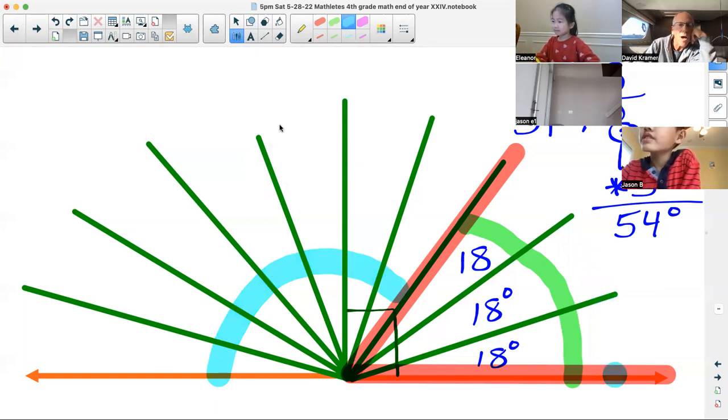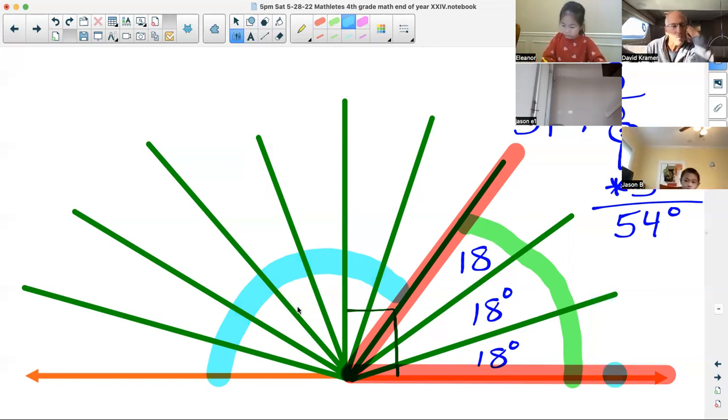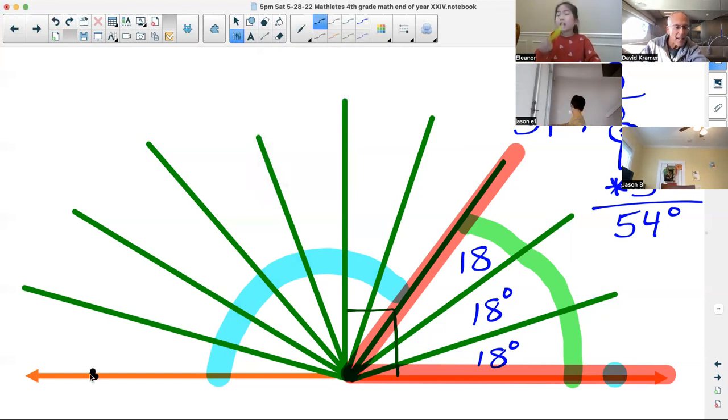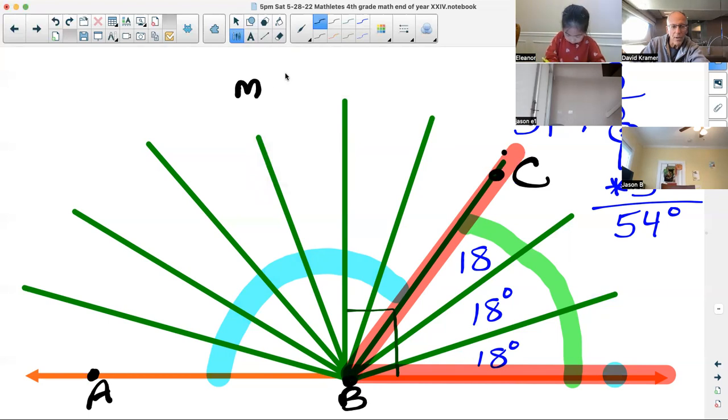So you have the green angle. Can you find the blue angle? So we're going to end our session there. And the next time I see you, you're going to tell me that angle. And remember, let's name the angle A, B, C. So we want the measure of angle ABC.